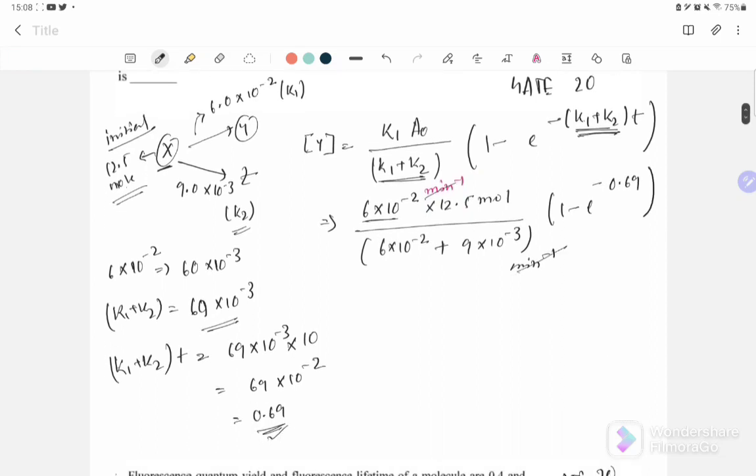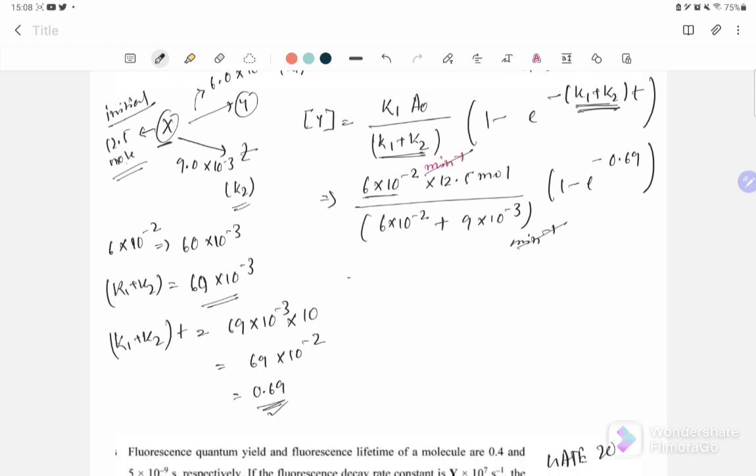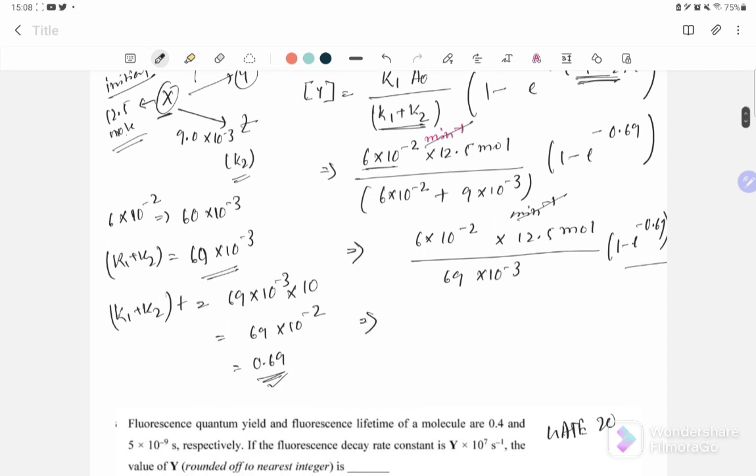So minute inverse cancels out and only mole is there. That is 6 into 10 to the minus 2 into 12.5 mole by 69 into 10 to the power minus 3, into 1 minus e to the power minus 0.69. If you calculate this, it will be approximately 5.41 mole. This is our answer.